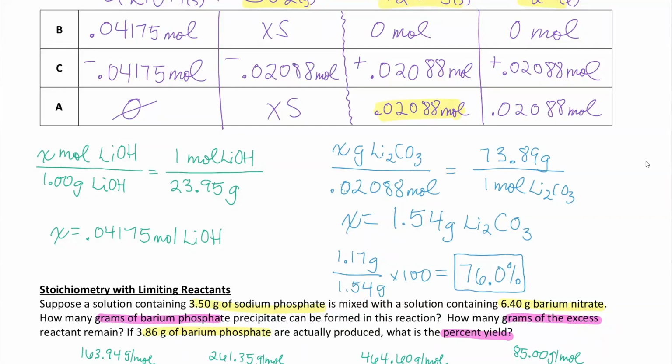Okay, I would like you to please try the next one. I challenge you to use a BCA table if you haven't before. Okay, this one's a limiting reactant problem. You're given masses of both reactants. You're looking for the mass of the precipitate. You're looking for the grams of excess, and you're looking for percent yield.